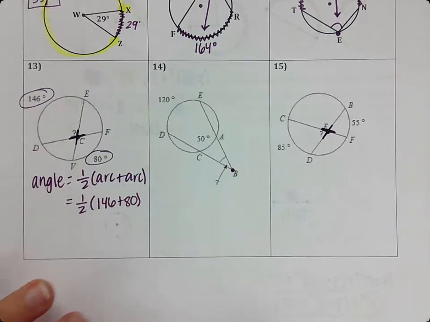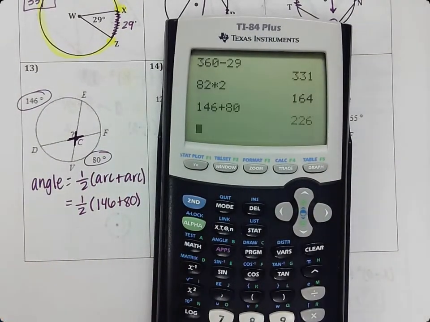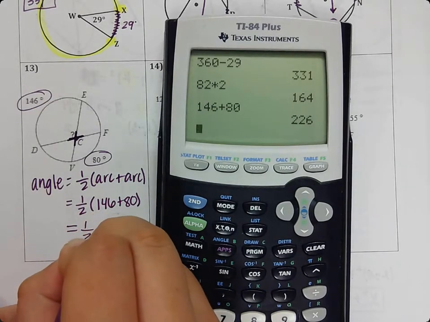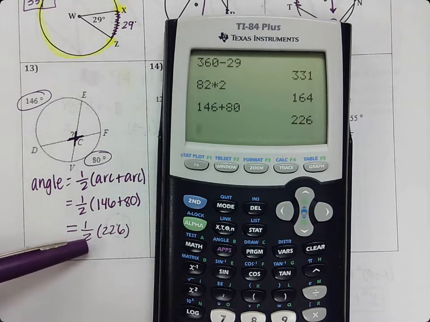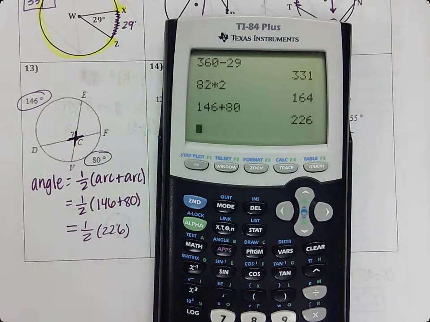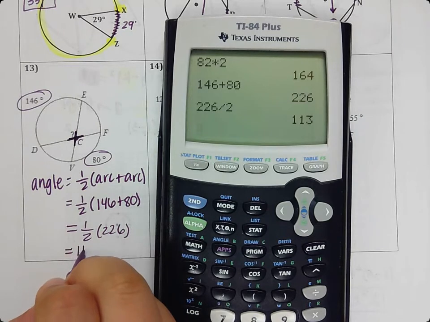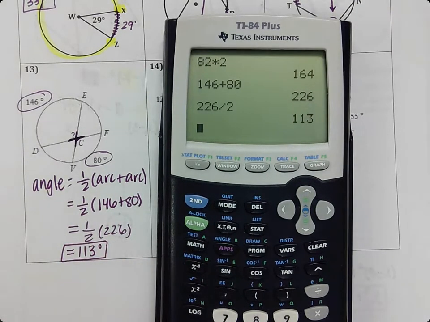146 plus 80. At this point, I probably would type that whole thing into my calculator, but I feel like you all like to do it step by step, which is probably better. So I get 1/2 of 226. A lot of people are like, how do I put this in my phone calculator? The easiest way to do that is just to take 226 and divide it by 2. It's going to give you the same thing. 113 is our answer there.